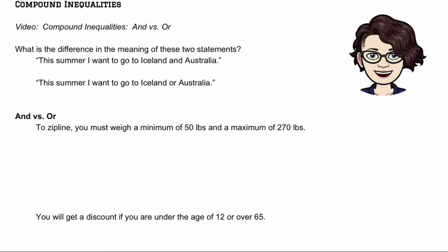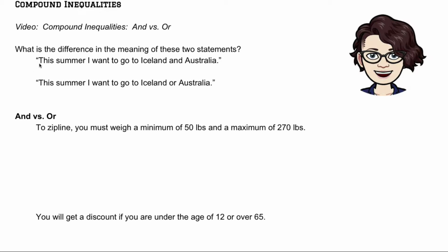All right, welcome to a new topic about absolute value functions. This is specifically talking about compound inequalities. So we're getting away from absolute value for the moment for this section and these videos, and learning something that we need to know before we can start to solve absolute value equations and inequalities. So before we can talk about compound inequalities, we need to think about the words and or.